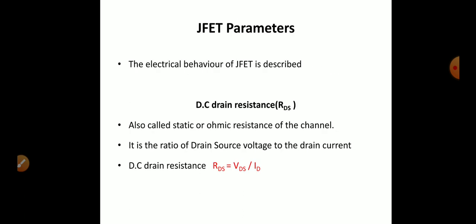First one is the DC drain resistance represented by R subscript DS. It is also called static or ohmic resistance of the channel. It is the ratio of drain to source voltage to the drain current. DC drain resistance can be represented in equation form as RDS equal to VDS by ID. That means the ratio of drain source voltage to drain current. It is also called static or ohmic resistance of the channel. This is the first parameter, DC drain resistance.